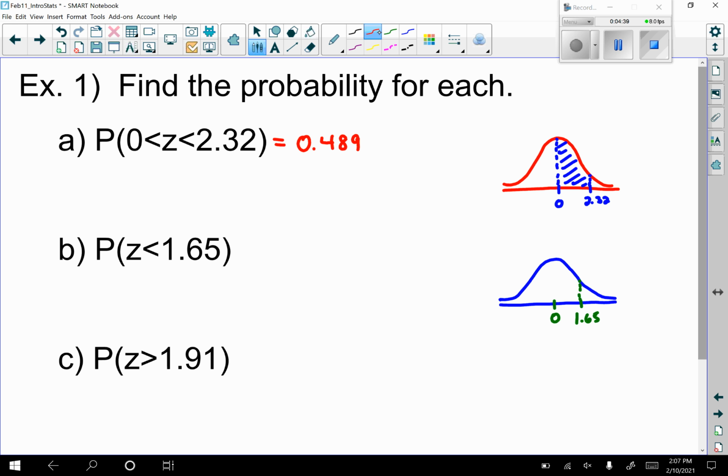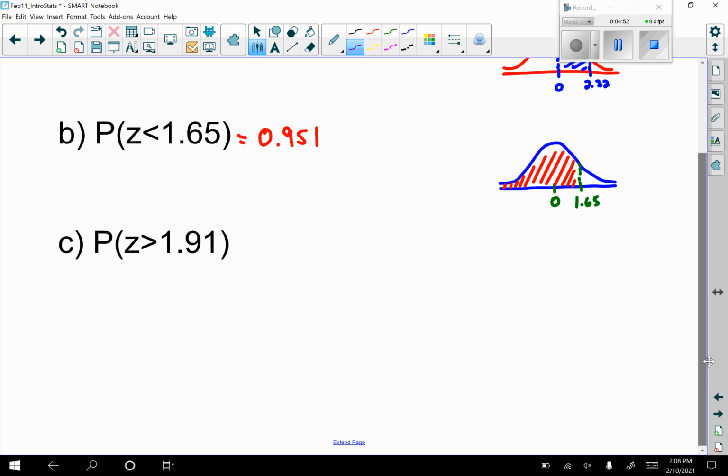All right, for B, we're looking at all of the area to the left of 1.65. So we should be getting a 0.951. And then our third, we're looking at a 1.91. We're going to the right. That's a small little section there, so we should be expecting a small area or percentage here. We're getting about a 0.028.